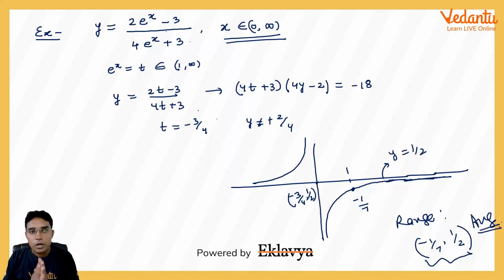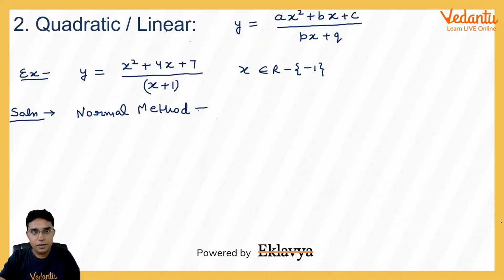I hope you understood how linear upon linear is to be dealt with. Okay, now I'll come to quadratic upon linear. How are quadratic upon linears solved? First of all, this is the general form of quadratic upon linear. In the numerator we have a quadratic, in the denominator we have a linear. I have taken one example, and obviously x cannot be equal to minus 1.